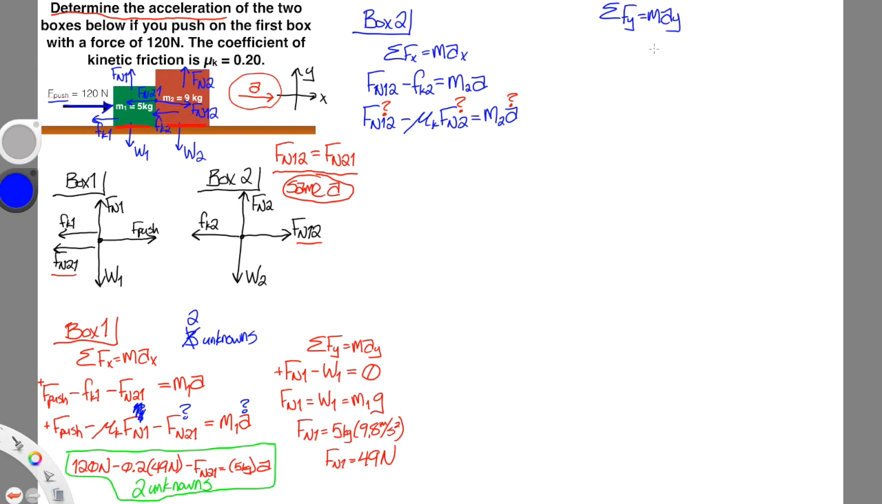On the right side, acceleration in the y direction is 0. And in the y direction, we have Fn2 acting upward, positive y, and weight 2 acting downward in the negative y direction. So, Fn2 equals weight 2. And weight 2 is just m2 times g, or 9 kilograms, times our 9.8 meters per second squared. And we get a value for Fn2, my apologies, of 88.2 newtons.